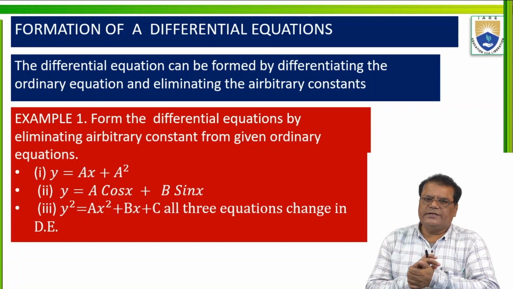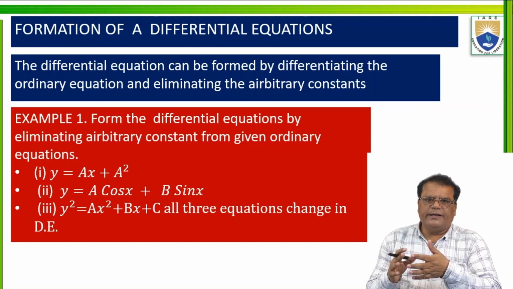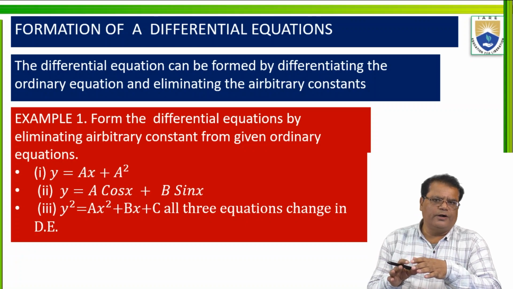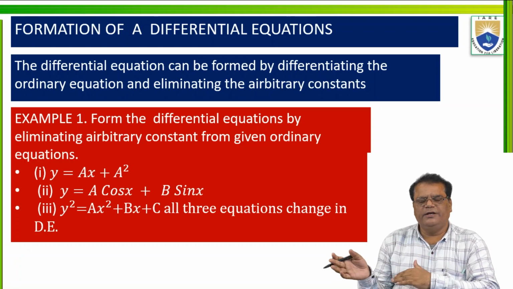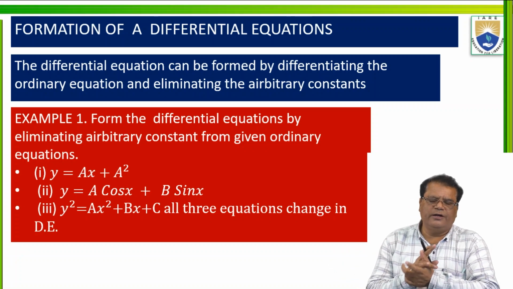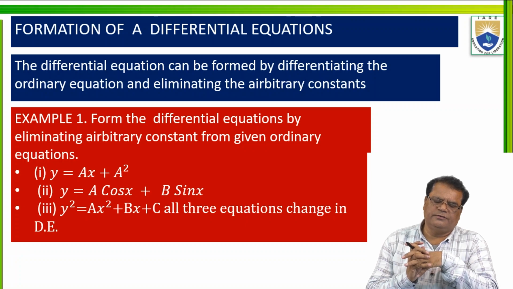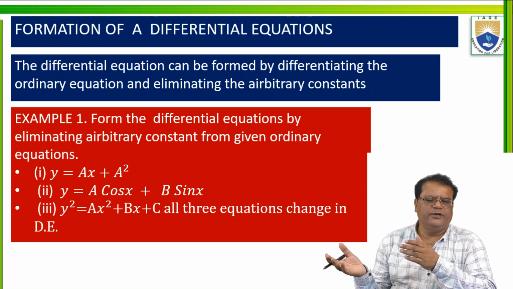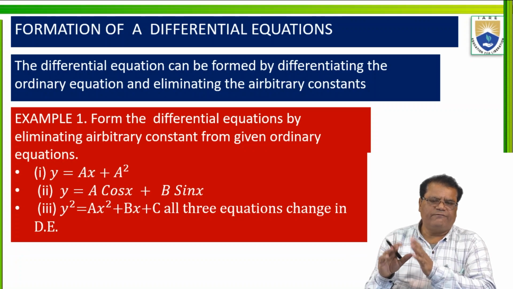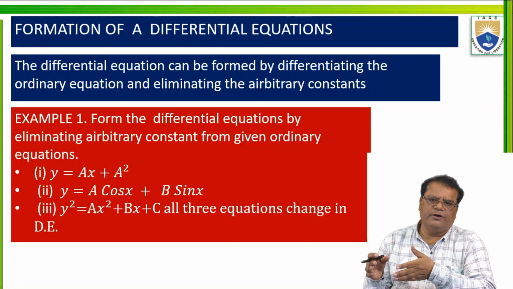There may be one arbitrary constant or more than one arbitrary constant. Our target is to eliminate the constants in our ordinary equation. When we eliminate the constants from the ordinary equation, then we form the differential equation. If there is a single arbitrary constant, then we differentiate only one time. If we have two arbitrary constants in the ordinary equation, then we differentiate two times. Then we form the differential equation.